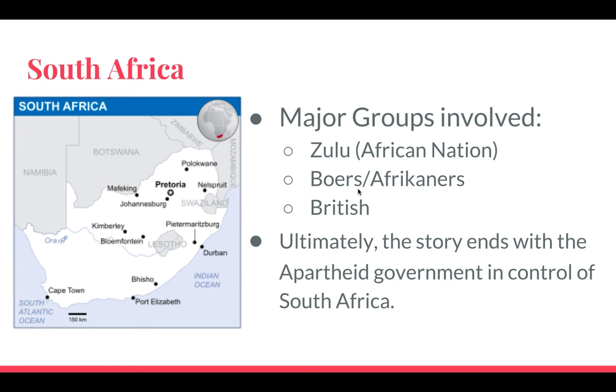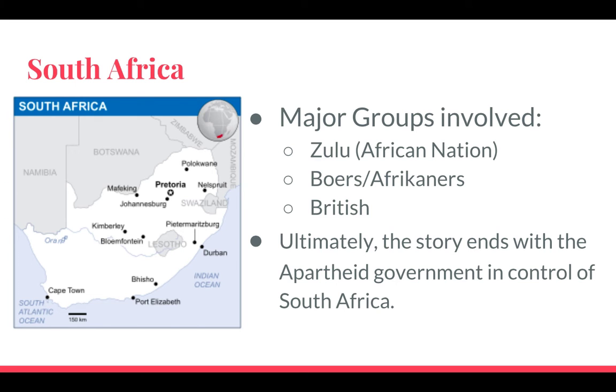The first is the Zulu Nation. The Zulu is an African nation that was living in this area. They're not the only people who are there, but they're a very strong presence. And we'll find that they also are a group that wants to extend its influence in the area.